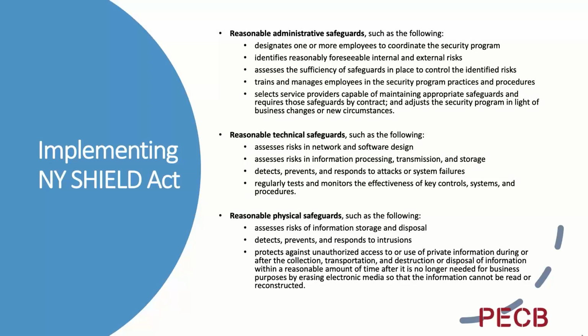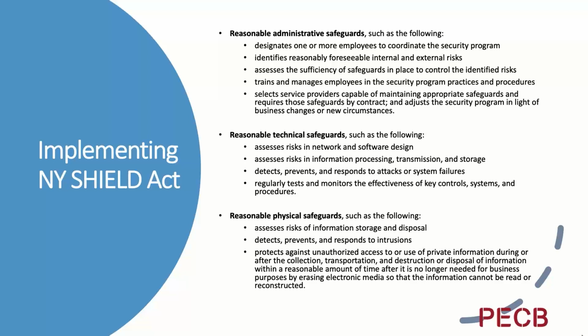So the implementing of the New York Shield Act, it's rather loose in a way. They refer to the reasonable administrative safeguards, the reasonable technical safeguards, and reasonable physical safeguards. So that is a little open to interpretation. They do give some requirements in there. You'll have to designate specific people for your security program. You'll need to identify internal and external risks, assess how sufficient the safeguards are in place, how you're training your employees on the practices and procedures. The third-party risk, how you're selecting your providers and such.